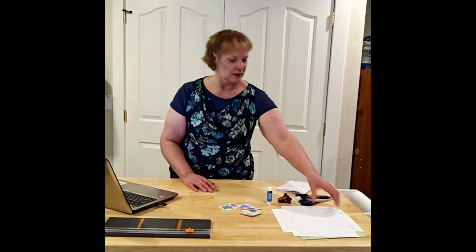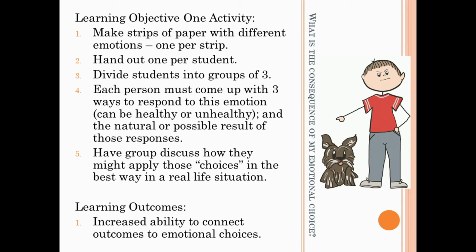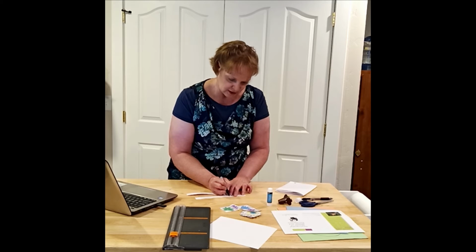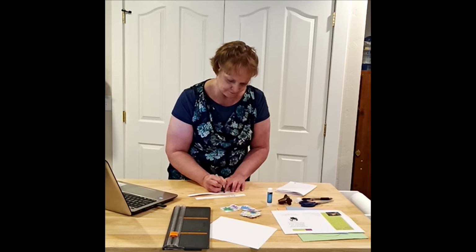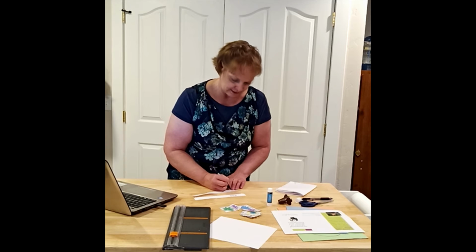Learning objective 1 activity is we're going to make some strips of paper. And you want a bunch of them. And then you want to hand out one per student. Write on different emotions. So let's put fear, happy, mad, and sad.